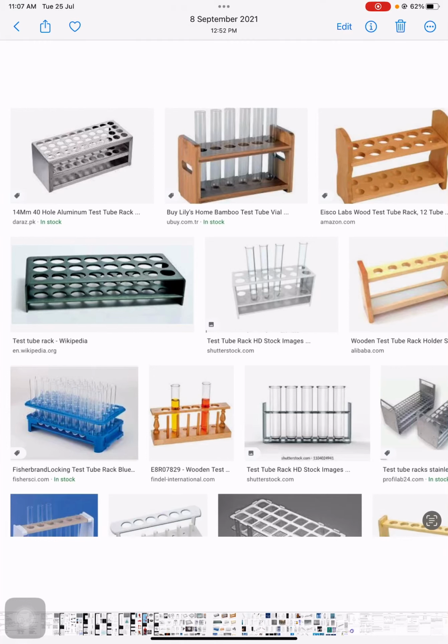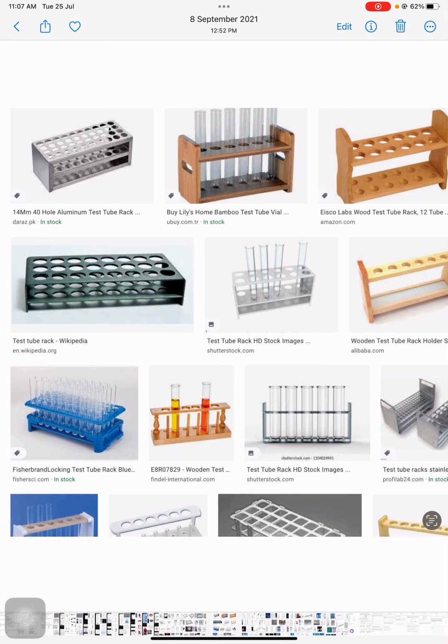Assalamu alaikum guys. This is the second lecture related to lab apparatus. We have discussed the lab apparatus in the previous lecture and we have introduced different types of apparatuses over there.